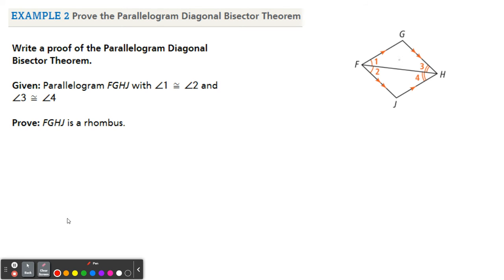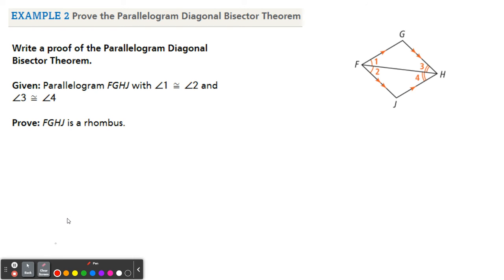So it says, given that we have a parallelogram FGHJ with angle 1 congruent to angle 2 and angle 3 congruent to angle 4. So this is what I was talking about. Right now, you know that the corner angles are bisected, but you don't know that all four of those are congruent to each other. You don't. We want to prove that this is a rhombus. So again, we want to show that all four sides must be congruent.